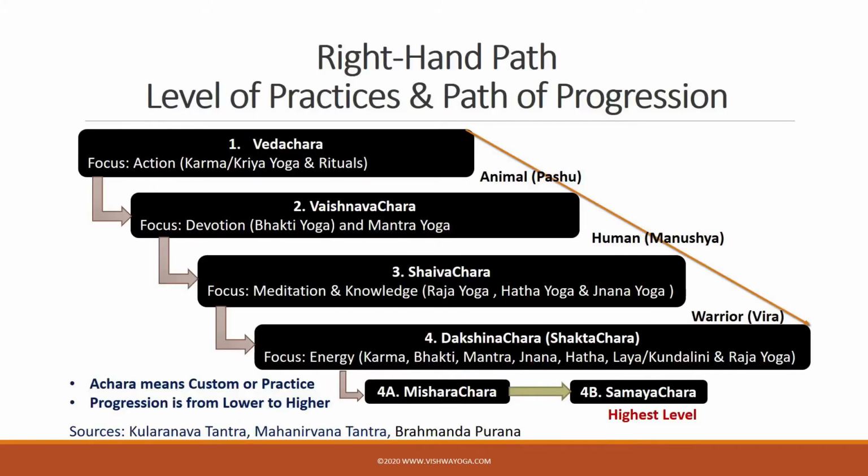But this stage is further divided into two, Mishrachar and Samyachar. Mishrachar practices are mixed with both external and internal practices, but Samyachar only focuses on internal or mental practices and is considered the highest stage on the right-hand path. As per Tantric text, the first three acharas are suitable for practitioners of animal and human temperament, but from the fourth or Shaktachara onwards is suitable for practitioners of warrior and divine temperaments.